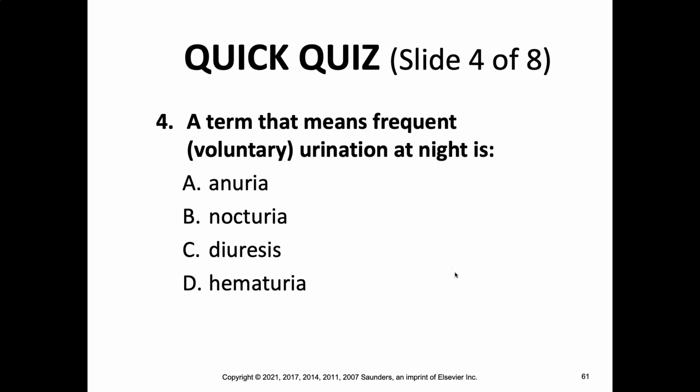So a quiz: term that means frequent urination at night. Which one of these has the beginning, I will say prefix, of night? That should help you. And what has the suffix that means urine or urination?